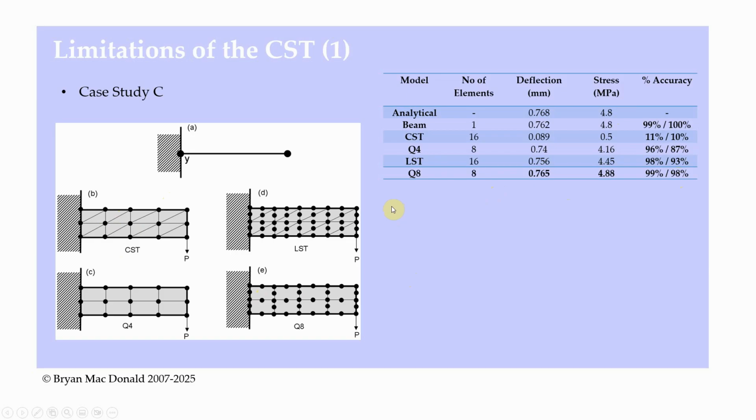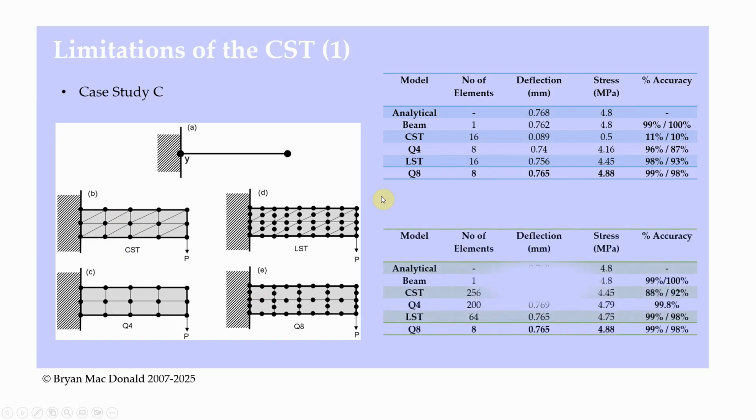This is basically known as a mesh convergence study. In this case, it was found that we needed 256 constant strain triangle elements, and at that stage we were still only at 88% accuracy in terms of deflection and 92% accuracy in terms of stress. So clearly there's a big problem with the constant strain triangle, in that because it has an inherent inability to accurately model varying strain or stress fields within a single element, it proves to be quite inaccurate, and we need to use lots of them to try and model rapidly changing strain or stress fields.